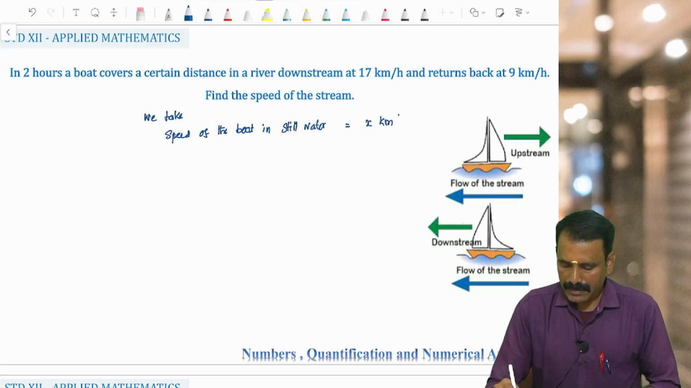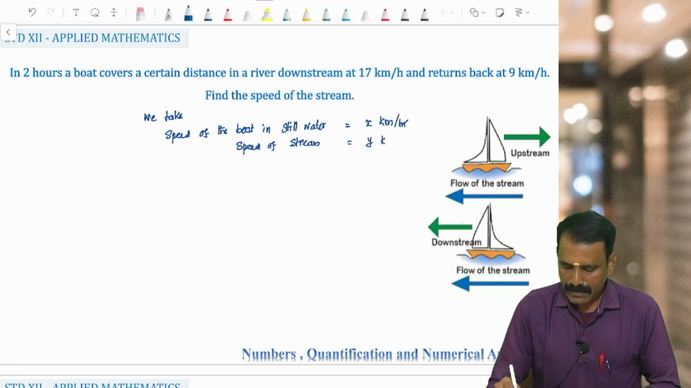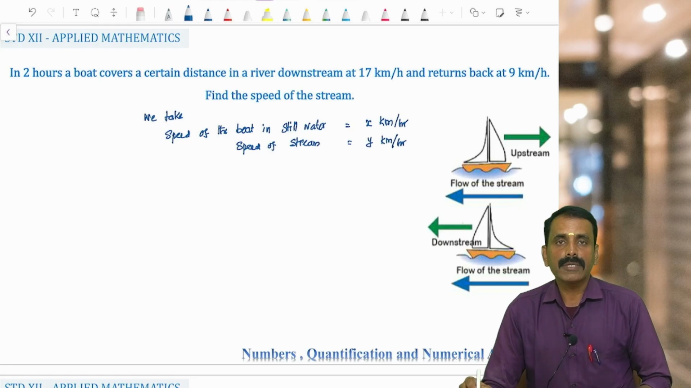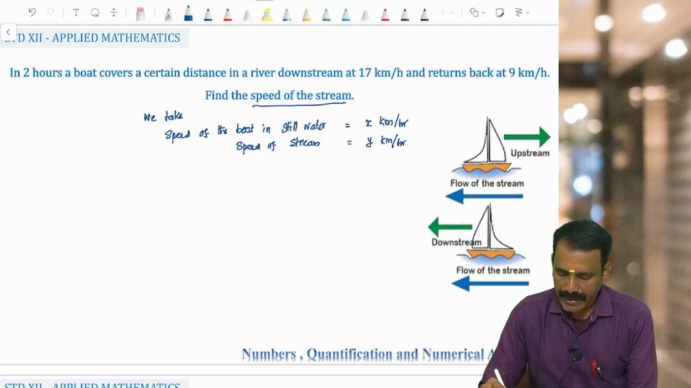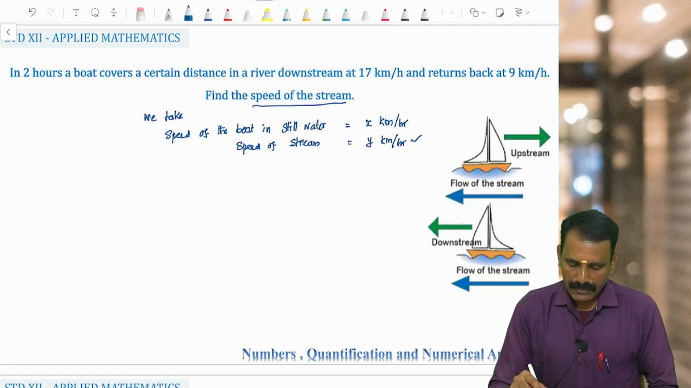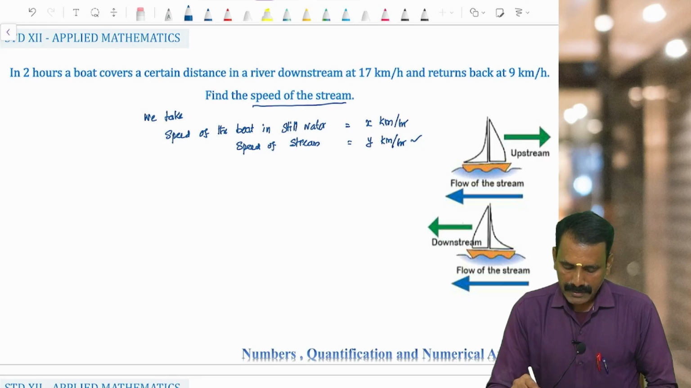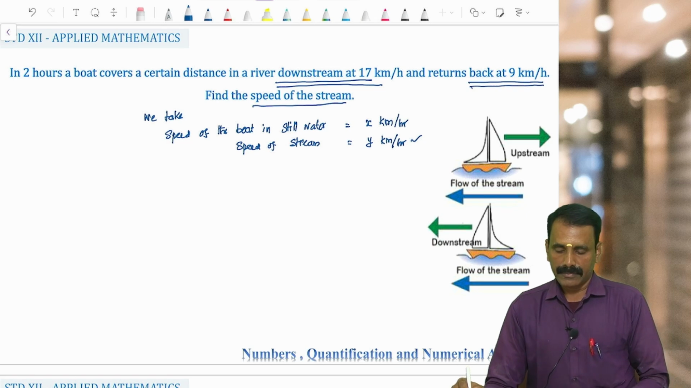X km per hour. Speed of stream y km per hour. Here we are going to find only the speed of the stream, so it's enough if we find the value for y. Now they have given two data. Speed downstream is 17 km per hour and upstream, returning back, it is going to be 9 km per hour speed.